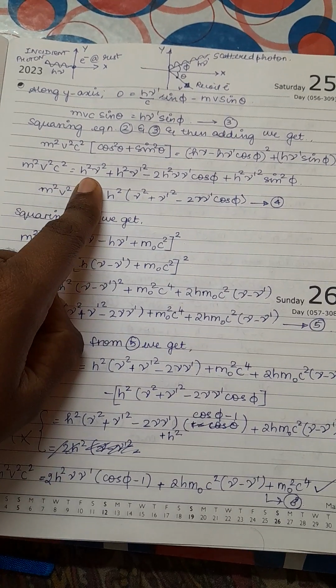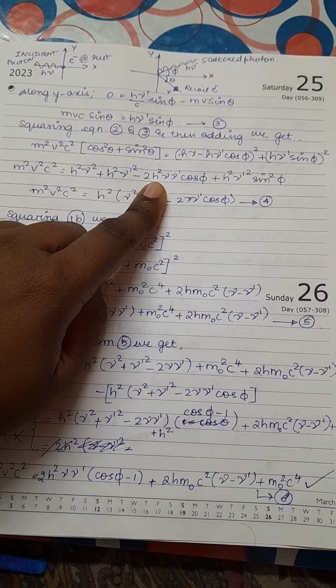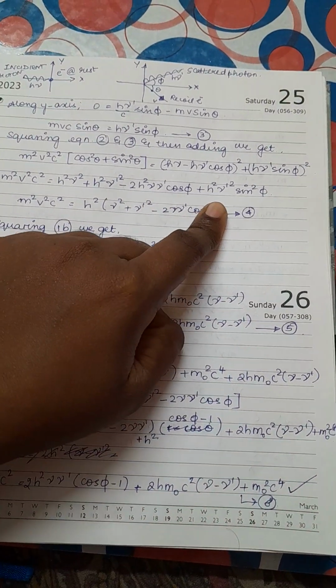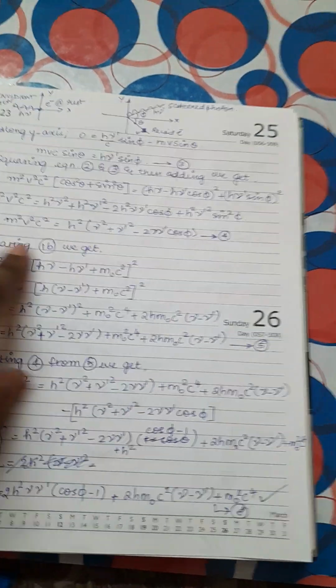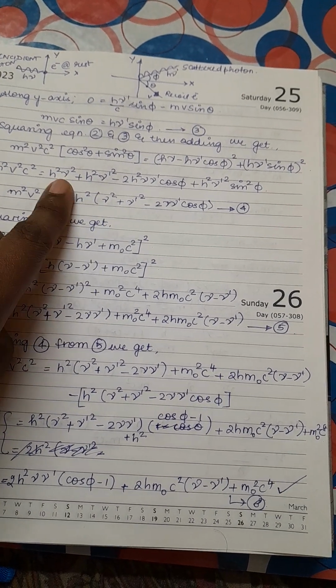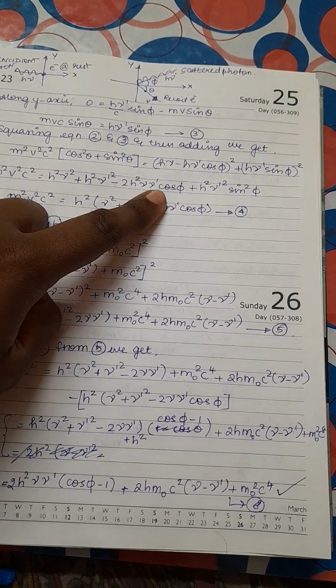Okay, so h square nu square plus h square nu prime square cos square phi minus 2 h square nu nu prime cos phi plus h square nu prime square sin square phi. Okay, so taking h square common outside, you will get nu square plus nu prime square minus 2 nu nu prime cos phi.